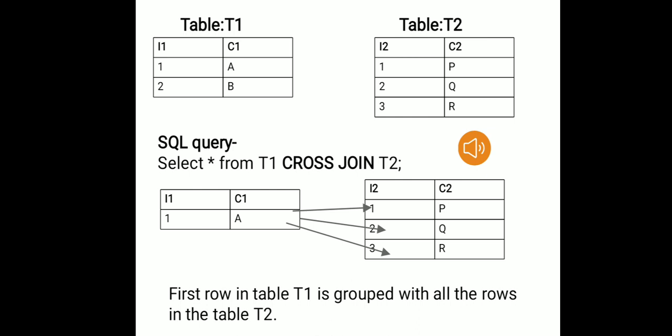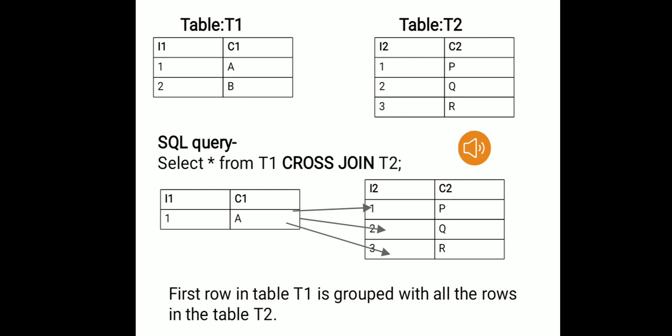Now see the following cross join SQL query. Select star from T1 cross join T2. The output of this query will be the Cartesian product of the table T1 with the table T2. Now see the first row of the table T1. It has the entries 1 and A. Now for Cartesian product to happen, the first row entry 1A of the table T1 should be grouped with all the rows of the table T2.